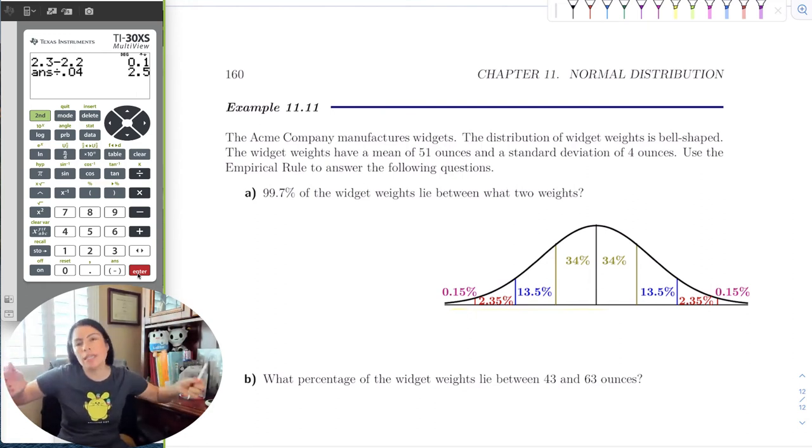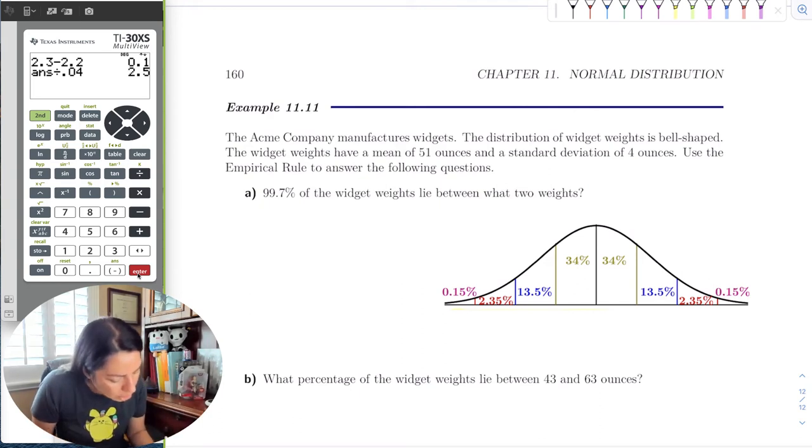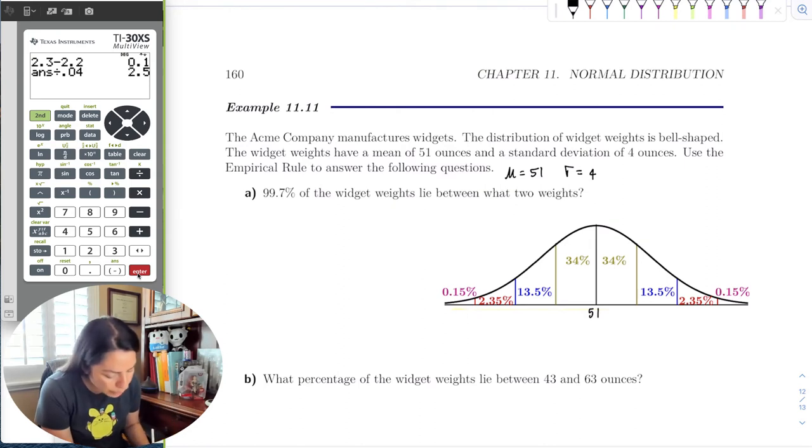So in our case, now we're dealing with widgets, not peanut butter jars, right? Let's write the mean in the middle. The mean here was 51 and the standard deviation is 4. So here's the mean of 51 and the standard deviation of 4. So 1 standard deviation away would be 47 to 55, right? I would just subtract 4 here and add 4 here.